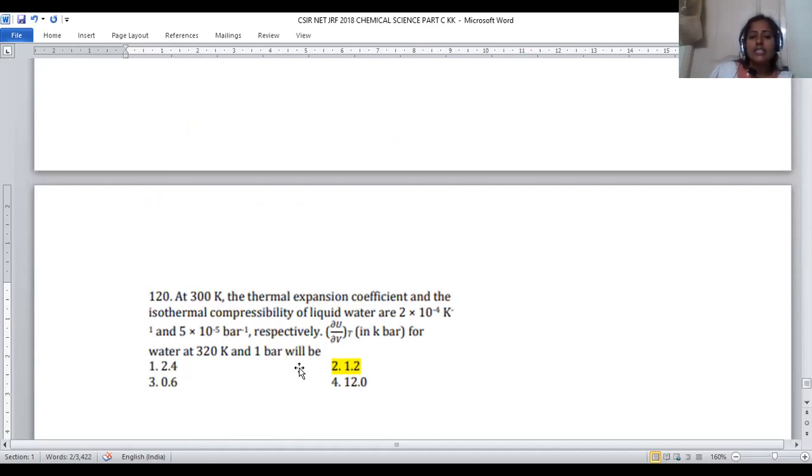By this, series 6 is successfully completed, where we explained all 10 questions which were left in Part C of CSIR NET JRF Chemical Science June 2018. By this, the entire question paper of 2018 is completed.